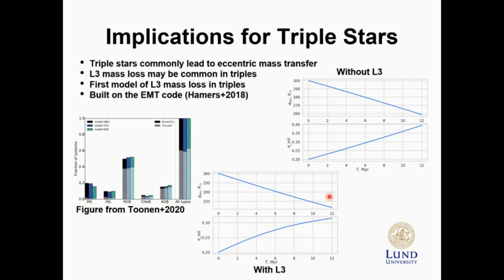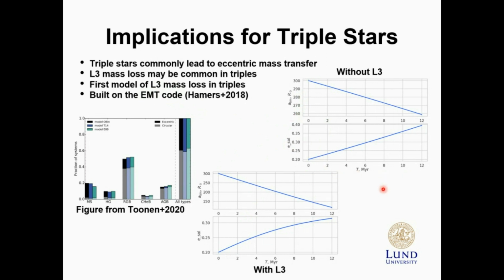And here's just an example of simulations which we have constructed based on the eccentric mass transfer code by Adrian Hammers, extended to account for the L3 mass loss, and also based on the inputs from the simulations which Silvertooth has performed. Here's an example of a system where everything is the same, but on one evolutionary track, the system has L3 mass loss accounted for, and in another one it does not.